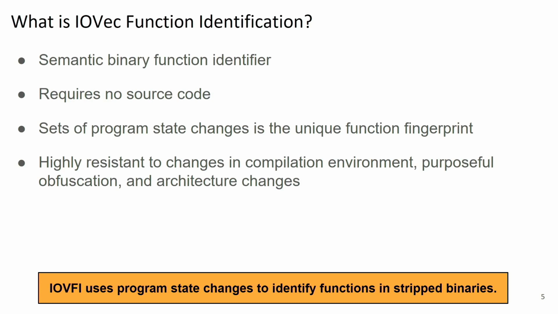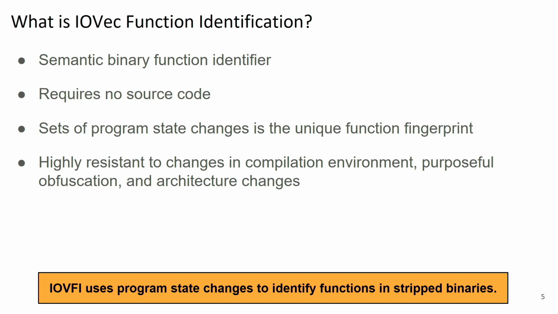So instead, we formulated IOVec Function Identification. It also is a semantic binary function identifier. It requires no source code, but instead of measuring code properties, it abstracts functions into sets of program state changes, and those sets of program state changes provide a unique function fingerprint that is highly resistant to compilation environment, purposeful obfuscation, and even architecture changes.